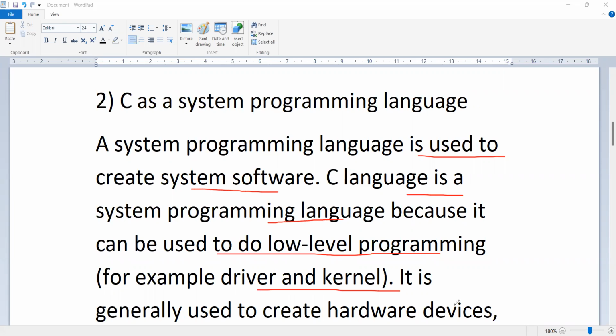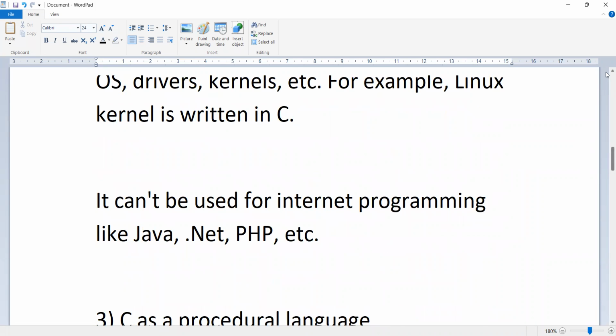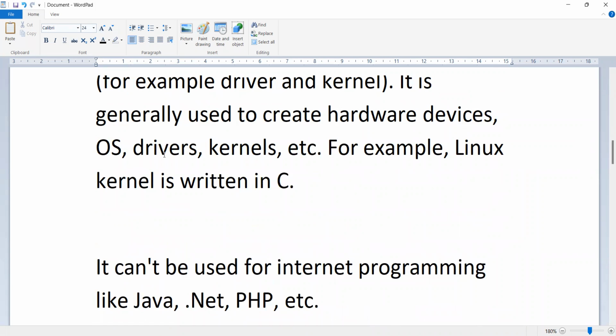It is generally used to create hardware devices, OS, drivers, kernels, etc. For example, the Linux kernel is written in C language. C cannot be used for internet programming like Java, .NET, and PHP.